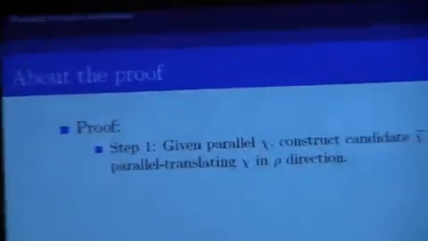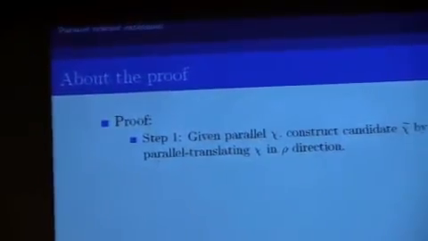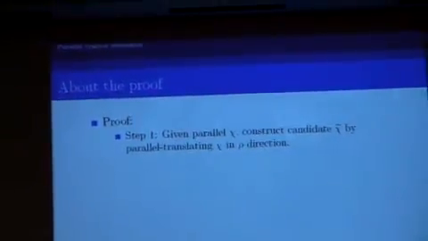So I'd like to say just a little bit about the proof. This is my last slide. So first of all, we started in sort of the most naive possible way.